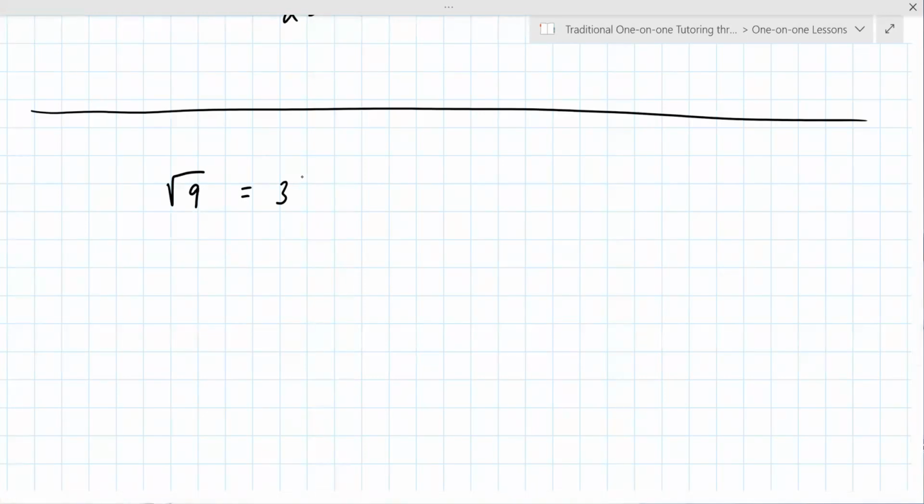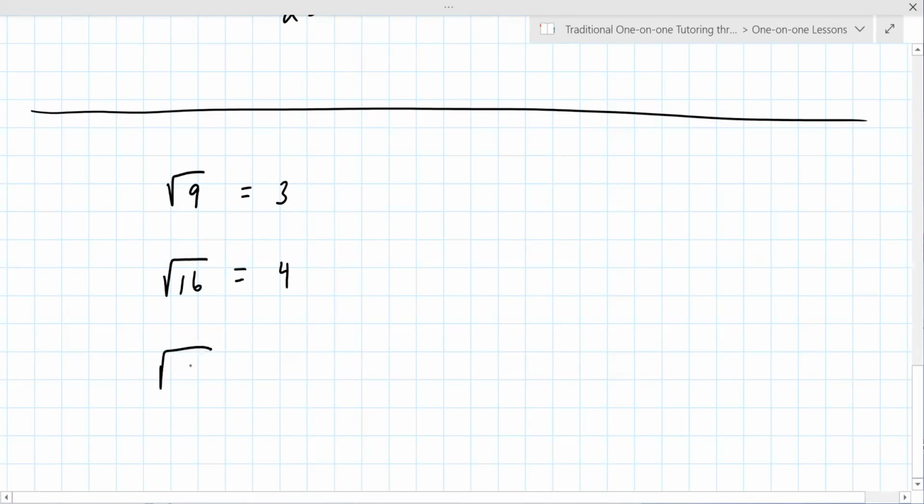Now, how about the square root of 16? The square root of 16 is 4. It's only positive 4. Well, negative 4 times negative 4 is also 16, that's true, but we only want the positive in this case. How about the square root of 25? 5.